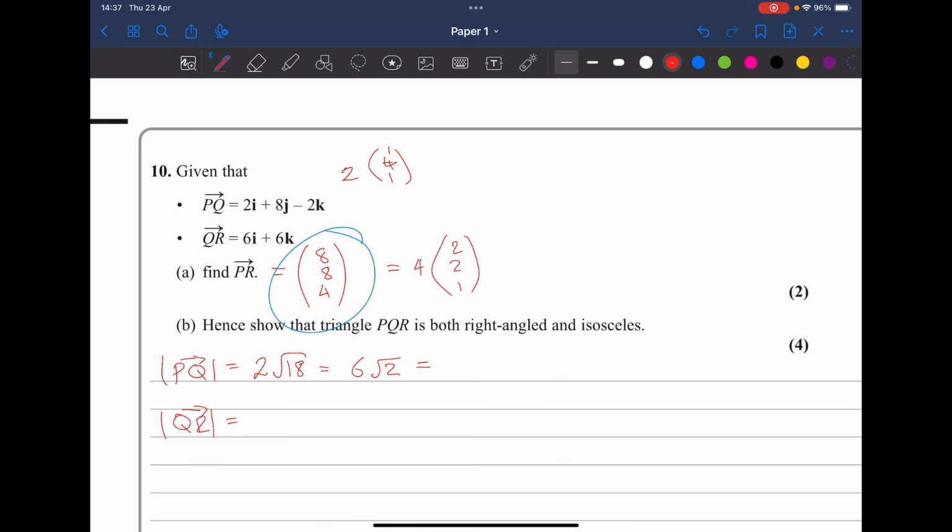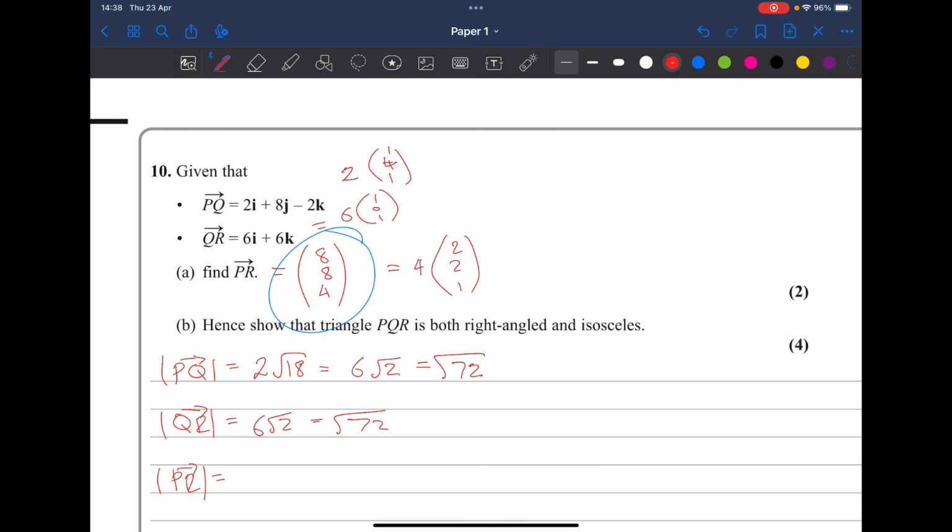Let's do Q to R. It will probably actually be worth writing this down as just a square root. It is the square root of 72. Q to R then, 6 and 6. So we can factor that very easily. That's going to be 6 lots of 101. So that's 6 lots of 1 squared plus 1 squared is 2, root 2. And again, that is root 72. Last one then is P to R.